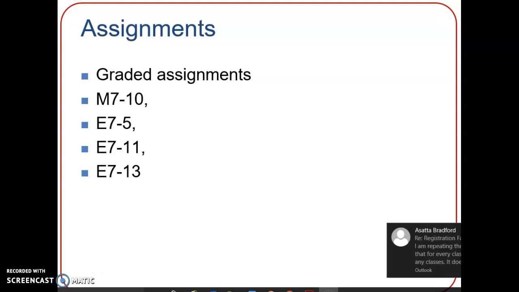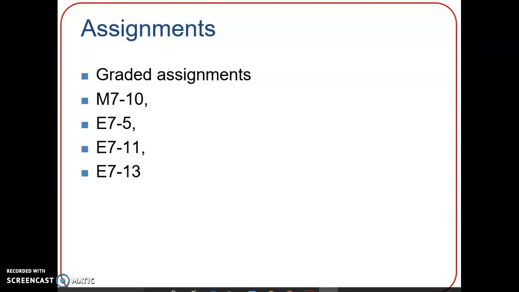Again, you need to go to the folder and then click on the assignment link. These 4 questions are available on Connect.